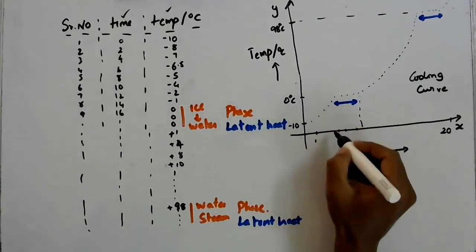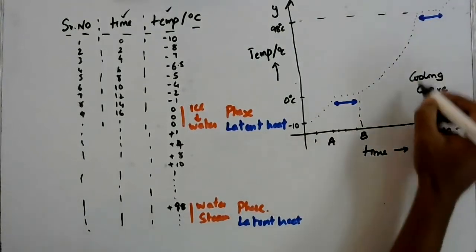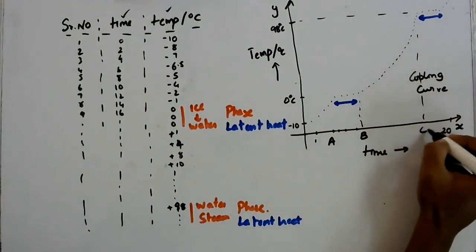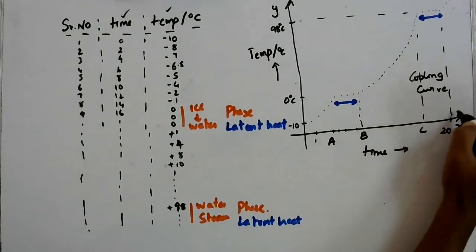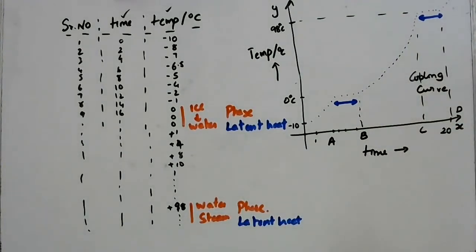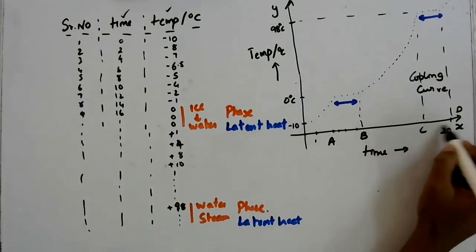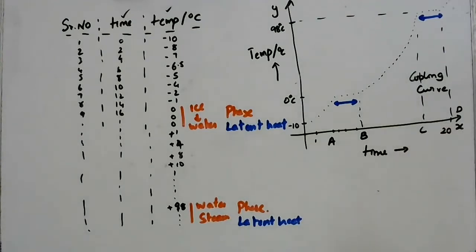So typically they will say that there is a point A and there is a point B, and then there is a point C and there is a point D. Okay, so A, B and C, D. So they ask you to identify the time period between which phase changes are taking place. So you answer A, B is one period of time in which the phase change is taking place, and C, D is another period of time in which the phase change is again taking place.